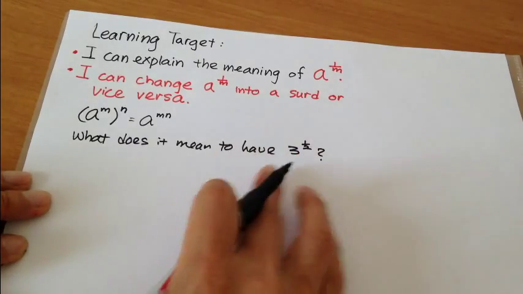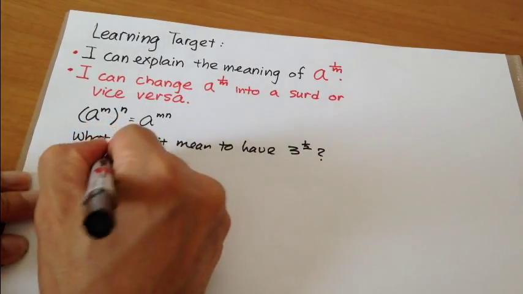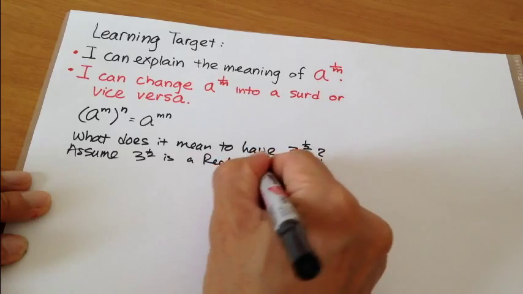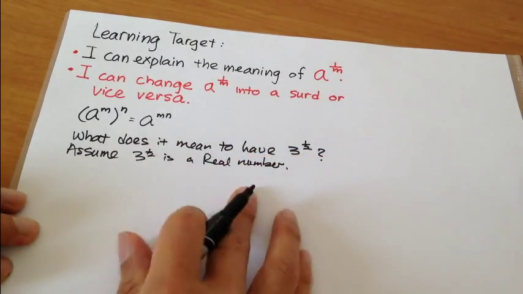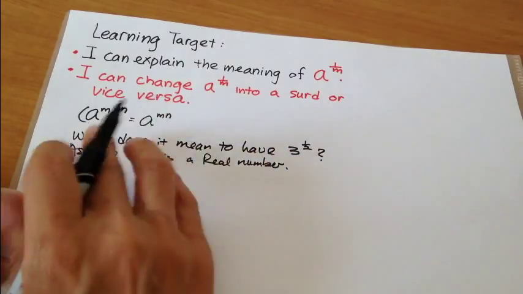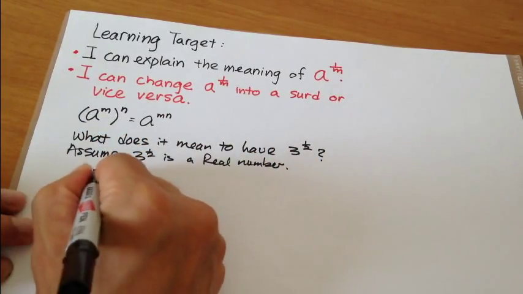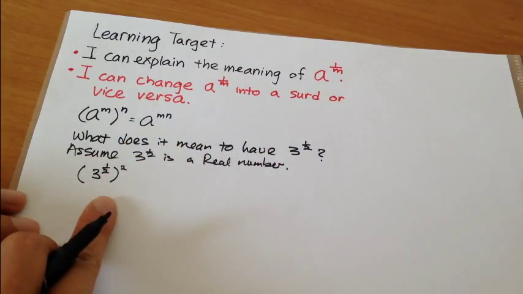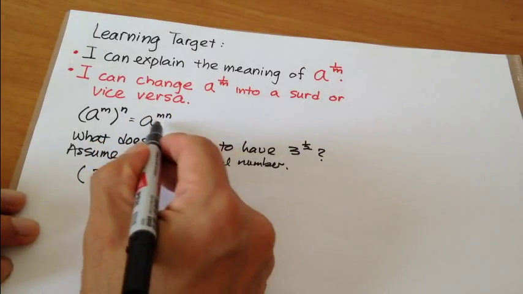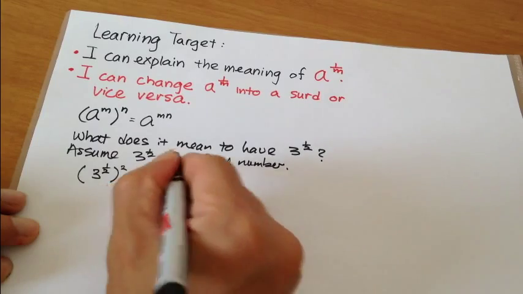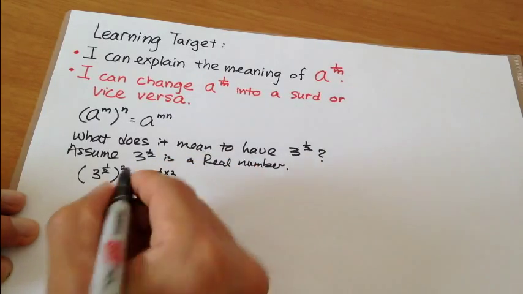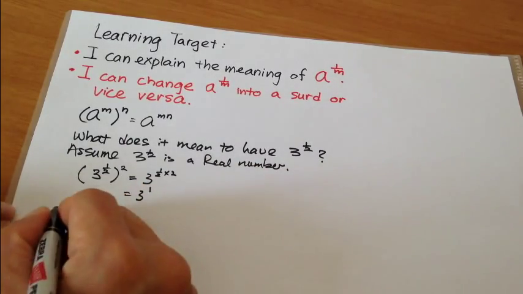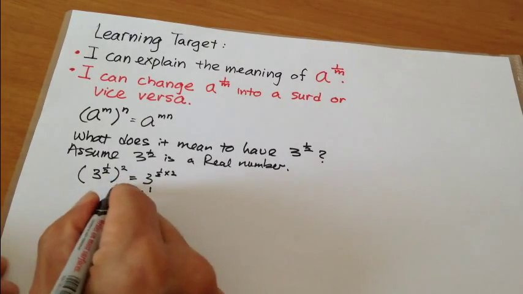All right, we're going to assume that 3 to the power of half is a real number. So it's any number that you can think of, but it's a particular real number. So we can now write this 3 to the power of half raised to the power of 2, for example. From this particular rule, that should be half times 2 in the index. That means 3 to the power of 1.